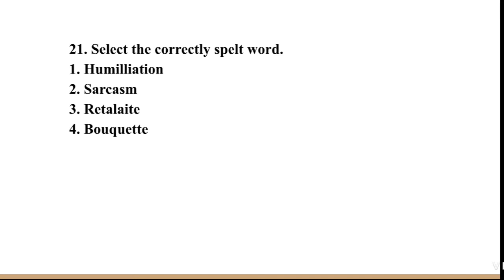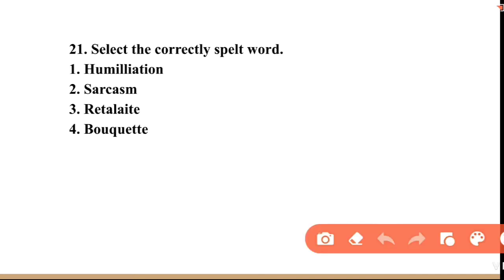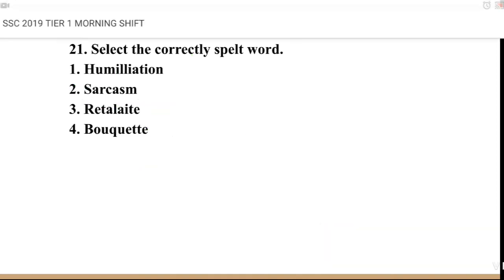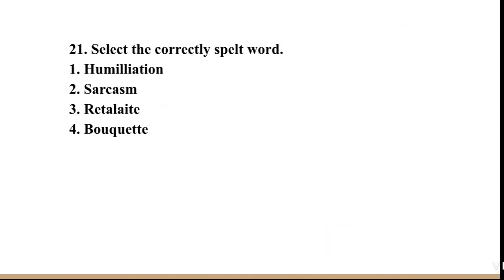Question number 21. Select the correctly spelled word. Humiliation, not double L, so this is the wrong spelling. Sarcasm, this is the right spelling. Relatable, it's not relatable, this is the wrong spelling. Bouquet, this is the wrong spelling as well. So option number 2 would be the right answer.